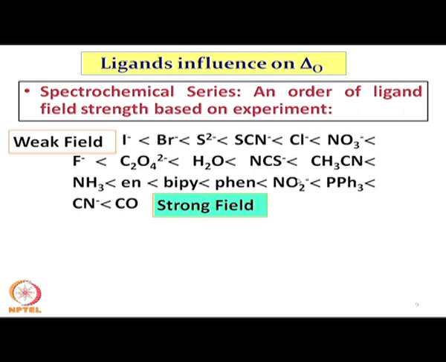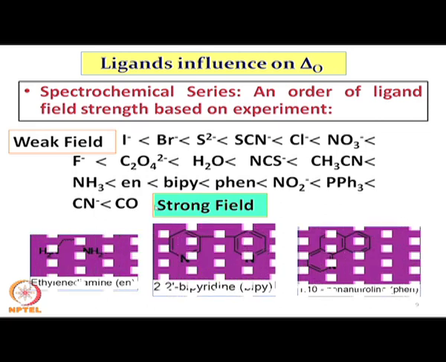So, mostly if we have some idea of what are the very good weak field ligands, we can immediately say that iodide, bromide, chlorides are the weak field ligands, and the strong field ones are mostly nitrite, phosphine, cyanide and carbon monoxide. In between we have a large number of other ligands, and they have some intermediate character between these strong field ligands and the weak field ligands.